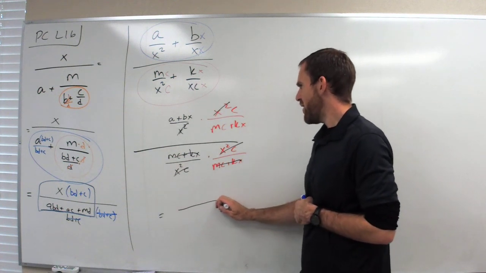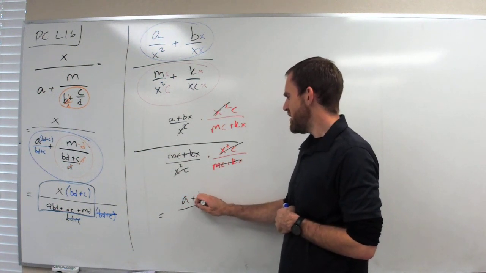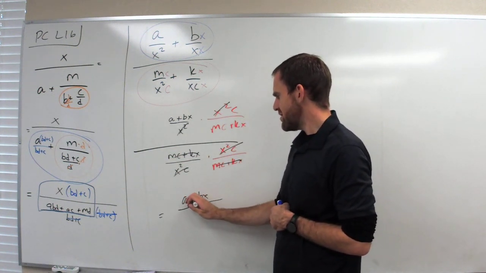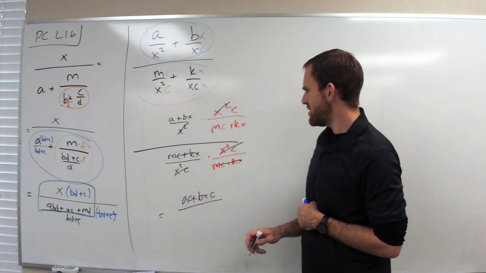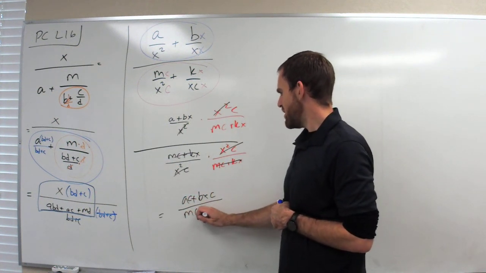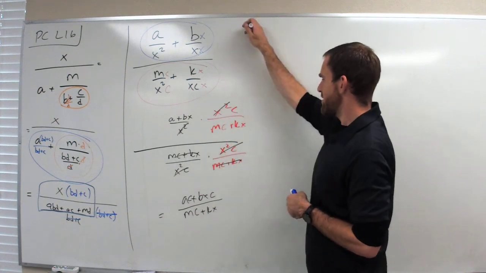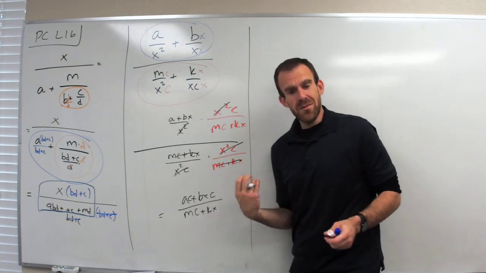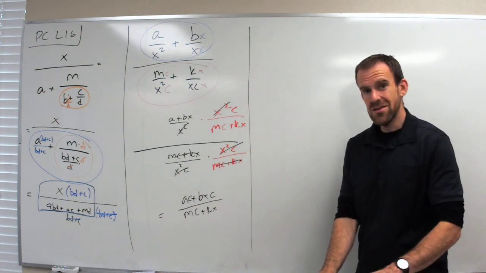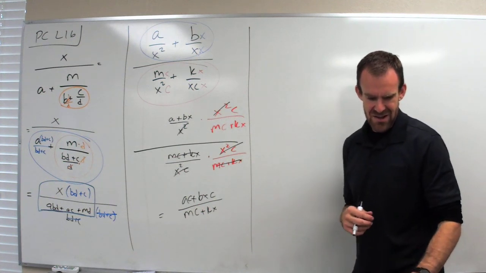And I'm left with my final answer of a plus bx times c, so that looks like ac plus bxc, all over mc plus kx. Again, review from Algebra 2, but very important to be able to solve. Sometimes we get things that ugly.